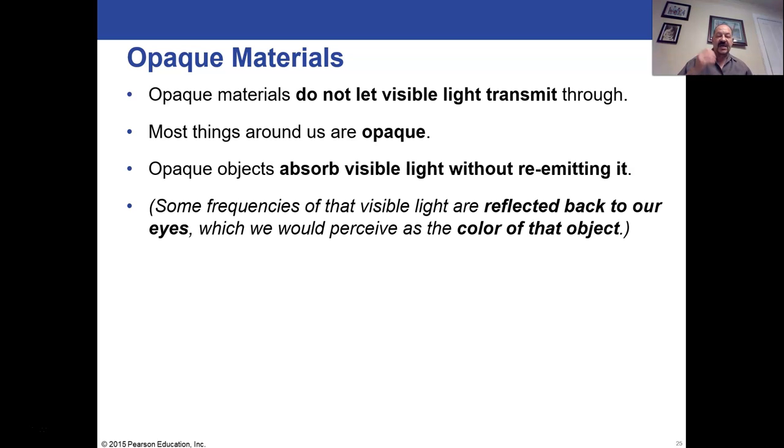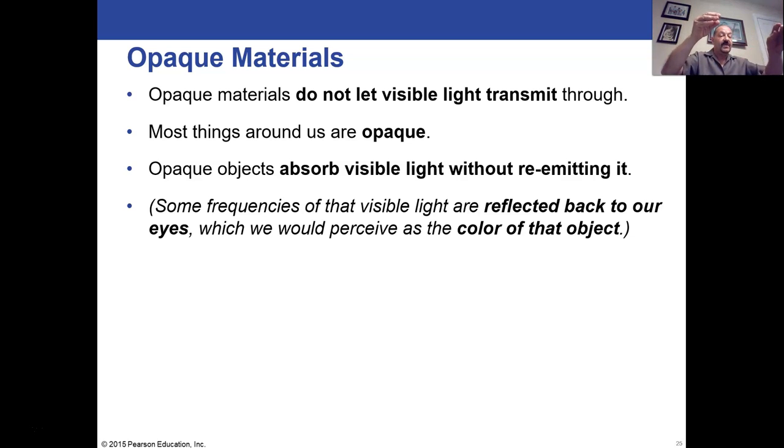Opaque means it's going to absorb the visible light without re-emitting it. So the light that's coming in from any direction is going into it, and it's just being absorbed, like infrared would be, or like ultraviolet would be. It's absorbed in some way. It doesn't get through. Now, we can see opaque objects, which means some light must be bouncing off of them. So some frequencies of visible light, instead of being absorbed, might bounce off the object and reach our eyes, and we would see it.